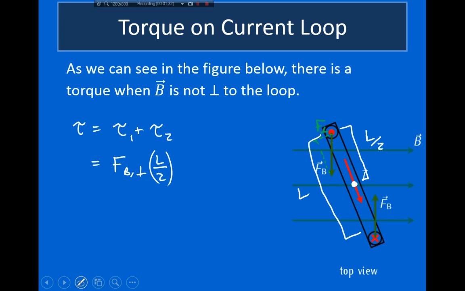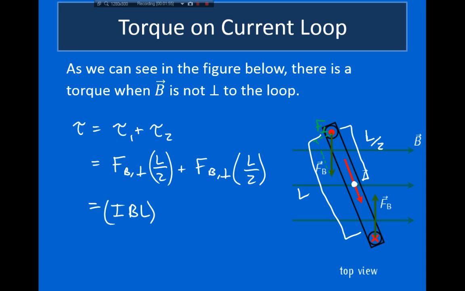And now I've got two of these because I've got this force at the top and I've got this force at the bottom. So we have plus, and then it's the same thing. The component of the magnetic field that's perpendicular times the length of the lever arm, which is L halves. And the magnetic force is just going to be equal to IBL. That's the magnetic force that's exerted on this.